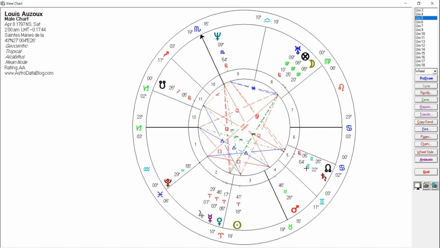Didn't look like it. Nothing specific. Sun applying to the Saturn, but nothing really else. Okay. Although you've got the issue with the Mars being exaltation ruler.